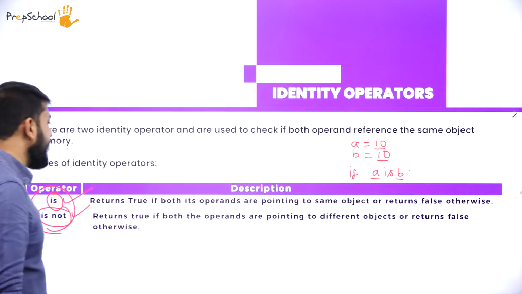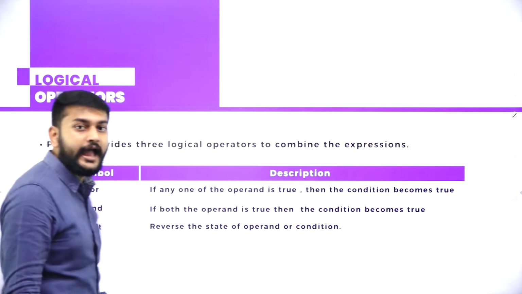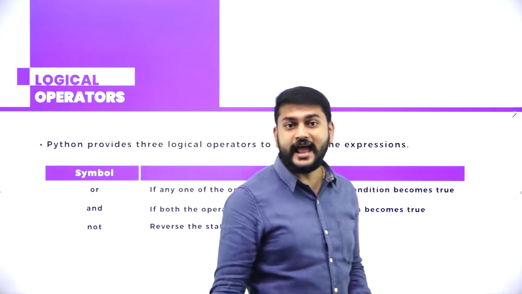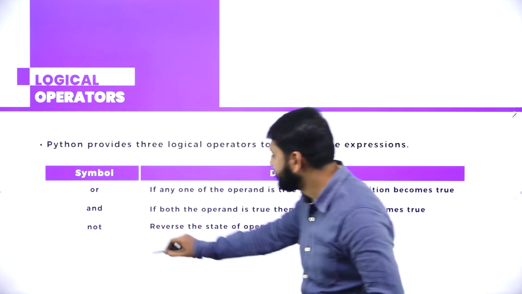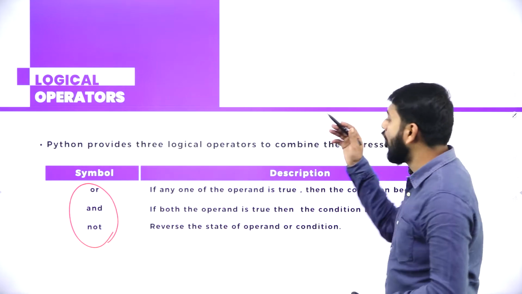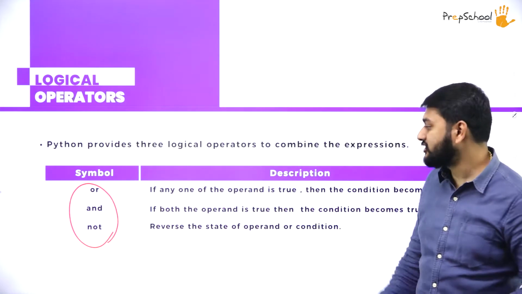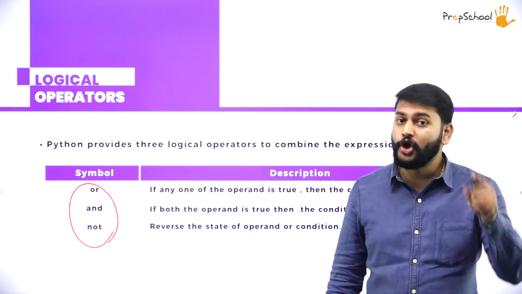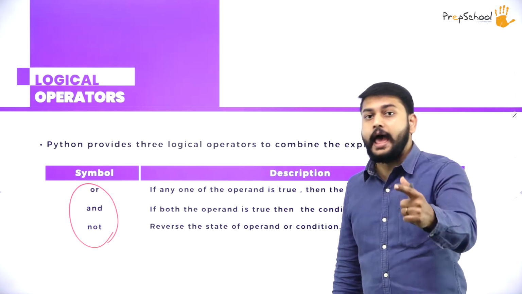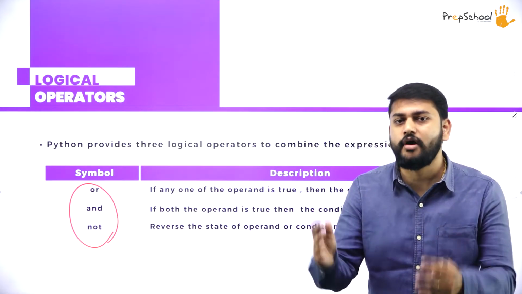So moving on to the next one, I have logical operators. What do I have in logical operators? I have three important logical operators. The first one is or, the second one is and, and the last one is not. Can you all repeat along with me? Or, and, not. So how exactly do or, and, not work?